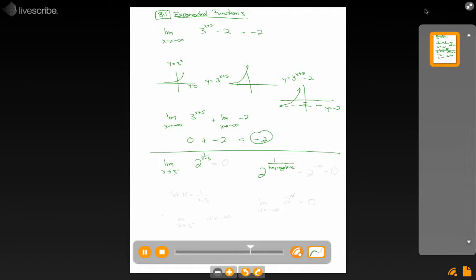2.99999 minus 3 will give you negative 0.00001. So 2 to the negative infinity then should give you the answer that you're looking for, which in this case is 0. This limit does approach 0.